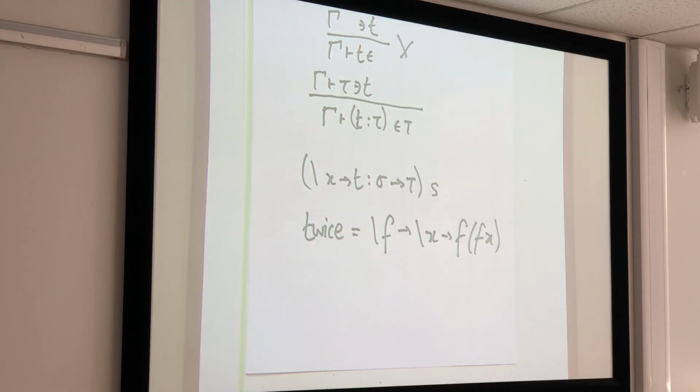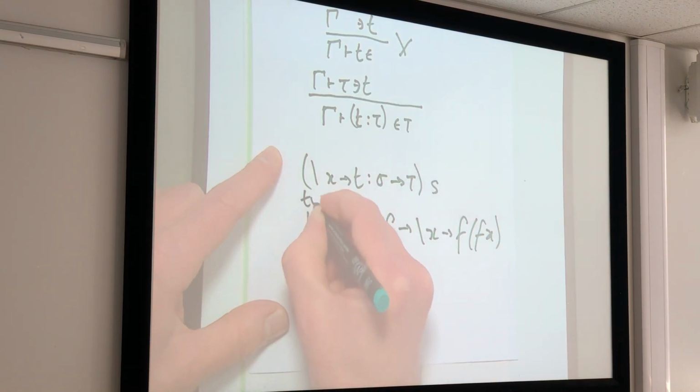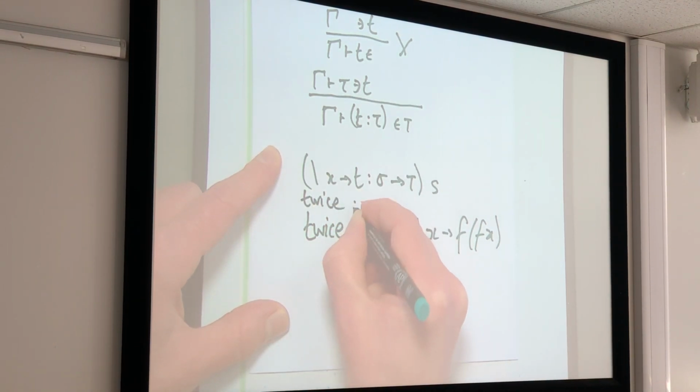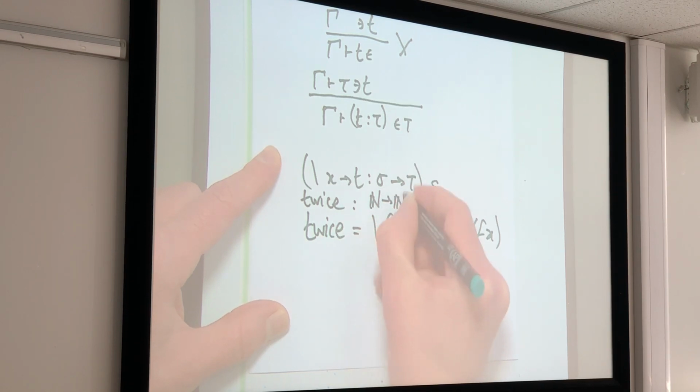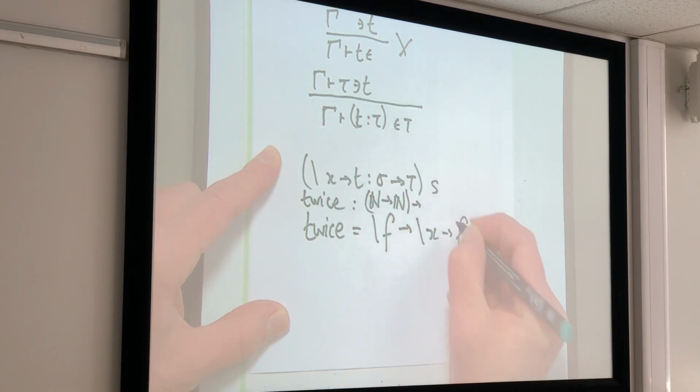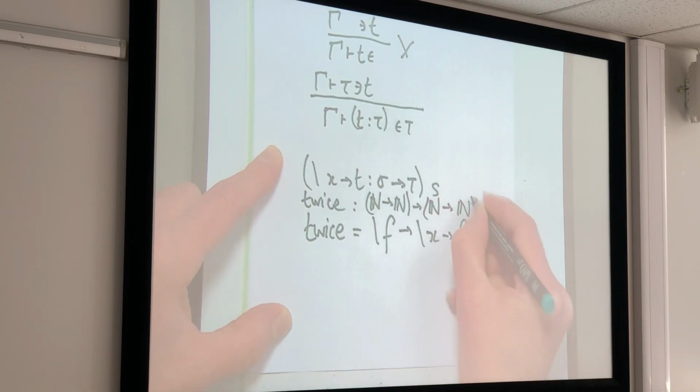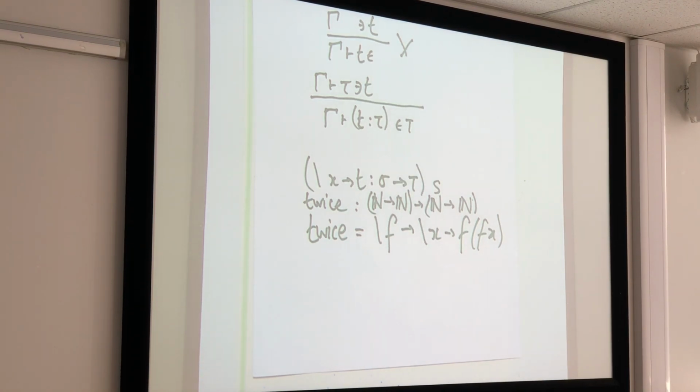If you're happy to write type annotations for definitions, like twice takes not to not to not to not, if you're happy to write type annotations for your definitions, and you're happy for the body of your definitions not to have any beta redexes in them, then you're again providing enough type information for everything to be worked out.